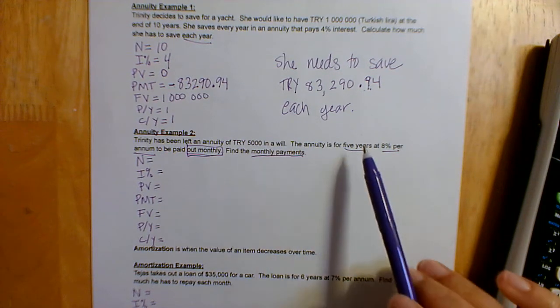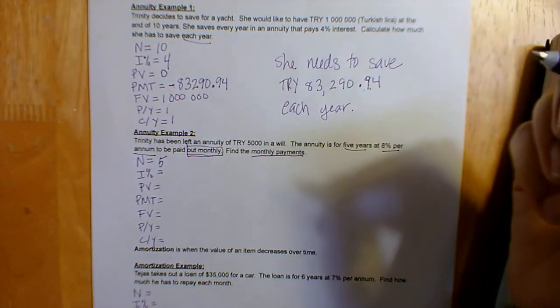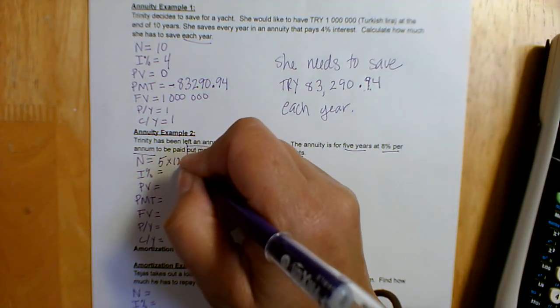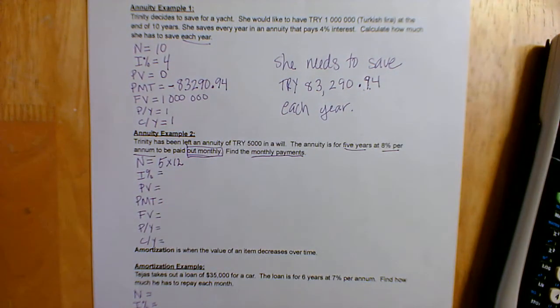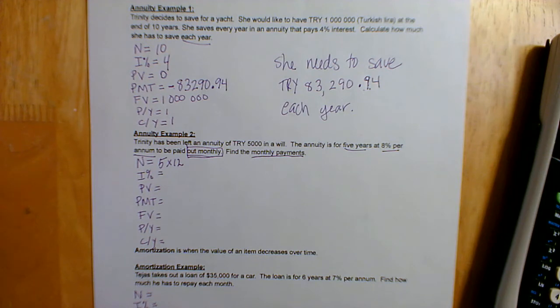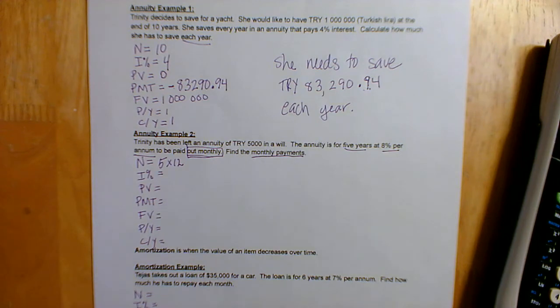So, first, how many years? We got 5 years. However, because we're doing it monthly, we have to multiply this by 12. There are 12 months, so they have to multiply it. They're not just doing it 5 times, they're actually going to do it for 5 years, 12 times a year. So that's going to come up to 60. Now, you can leave it as 5 times 12. Do that. It will help your brain remember that you're doing monthly. The calculator will take care of that for you.